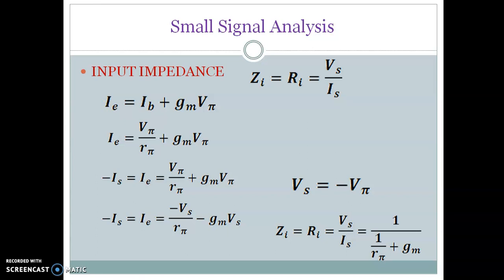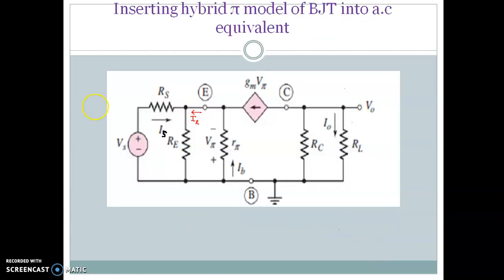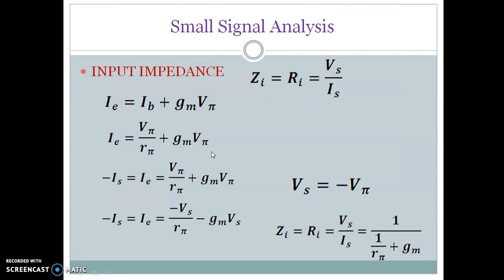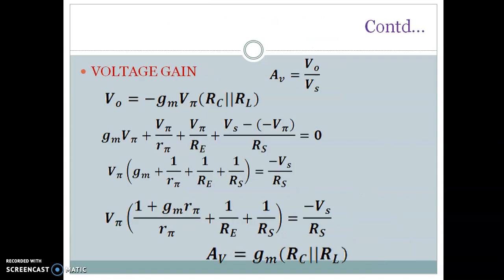Okay, and Vs is nothing but minus V pi. Okay, so you can see here the Vs and V pi, they are in parallel, but they are opposite in phase, so therefore Vs is equal to minus V pi. Okay, so substituting this relation, we get here Zi is equal to Vs by Is, which is nothing but 1 by Gm plus 1 by R pi.